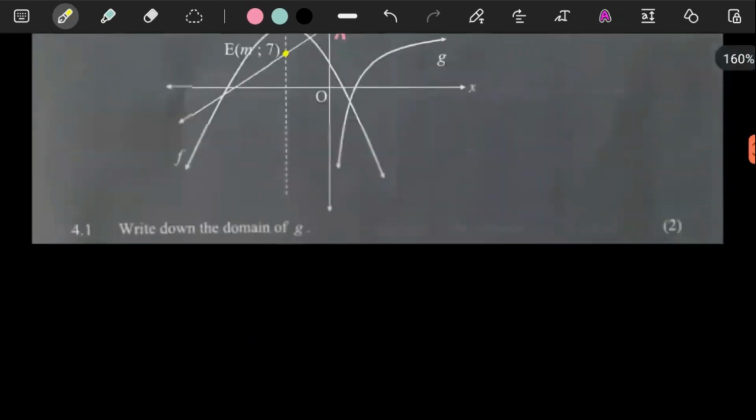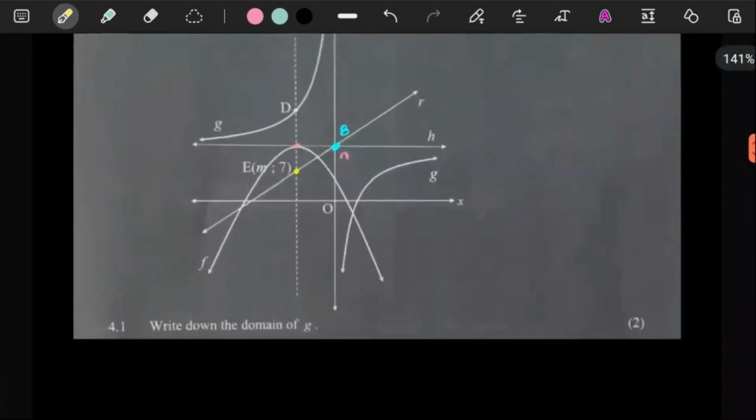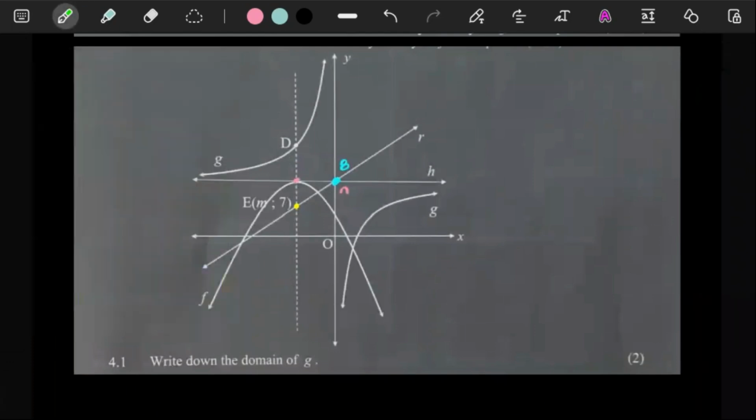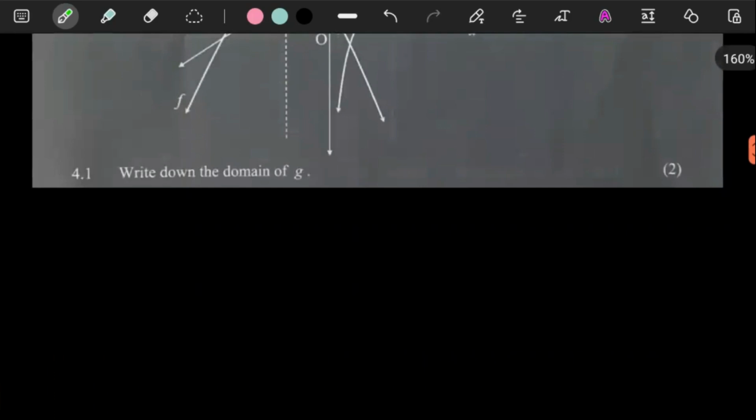Okay, fine. So it says write down the domain of g. What kind of a graph is g? g is a hyperbola. So for any hyperbola, the domain will always be x as an element of r, excluding the asymptote.